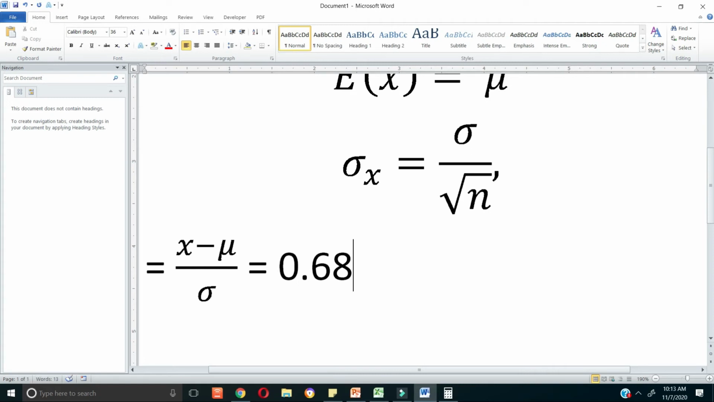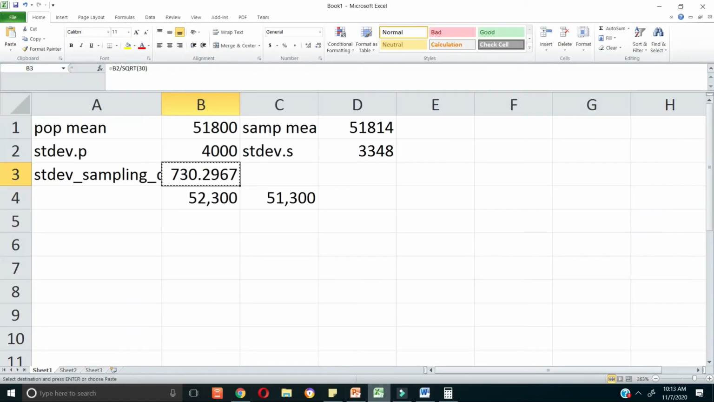Of course, the other bound is minus, because it's plus or minus. So you want the value between 0.68 and minus 0.68.